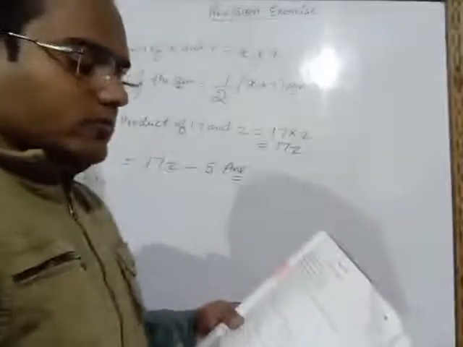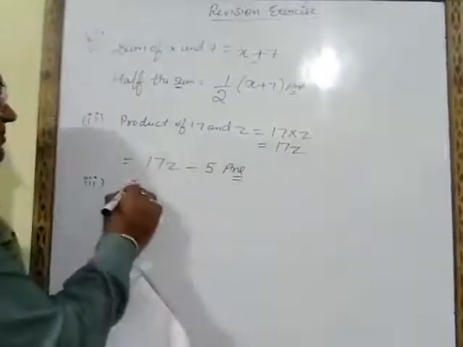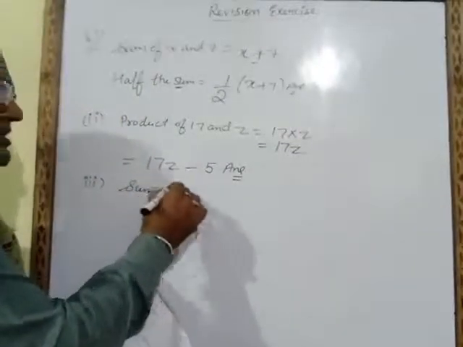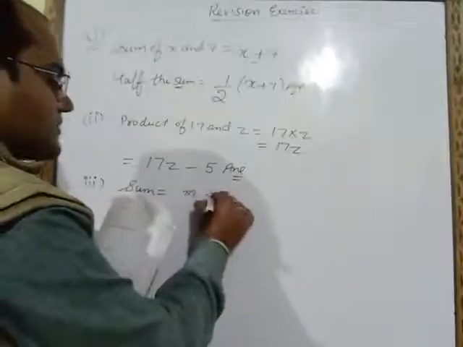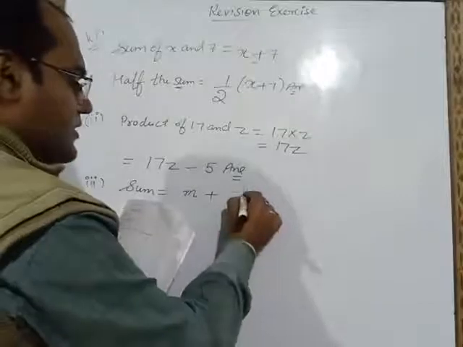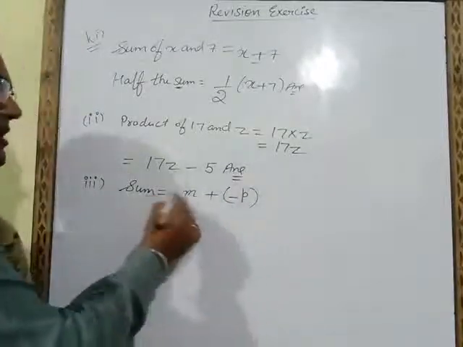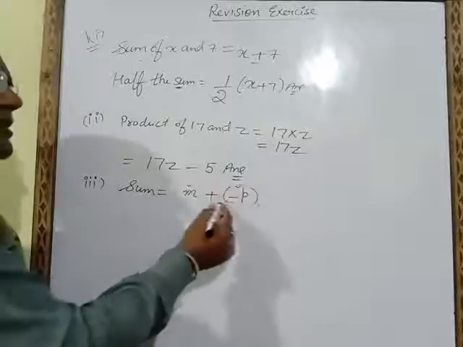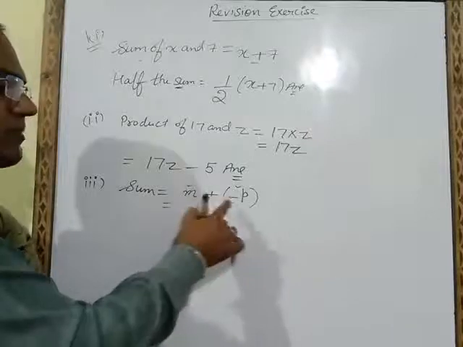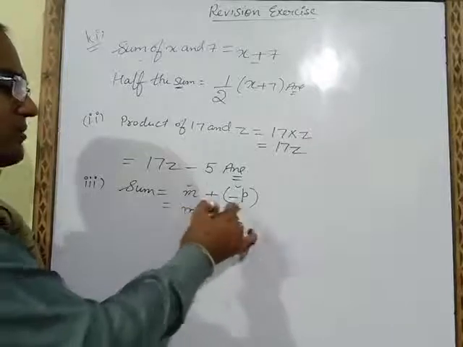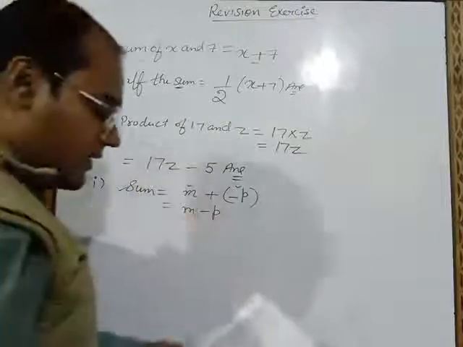11 added to thrice the sum of m and p. So first of all you have to write sum. Sum means plus. Whose sum do you have to find? M plus minus p. Here double signs are coming, so we have to take a bracket. We have to find the sum of m and minus p, so that's why we put a plus sign in between them. Now we will open this bracket. M plus and minus will become minus p. Now the sum is m minus p.